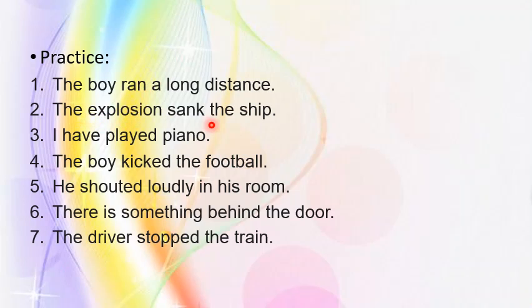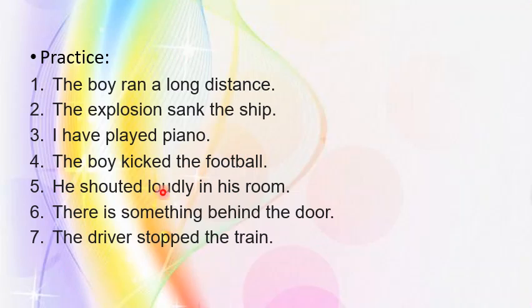The explosion sank the ship. In this sentence, the verb is sank and the direct object is ship. So this is a transitive verb. I have played piano. In this sentence, the verb is played and it has a direct object, piano. So here we can say that played is used as a transitive verb. The boy kicked the football. Again, kicked has a direct object, football, which shows that this is also a transitive sentence.